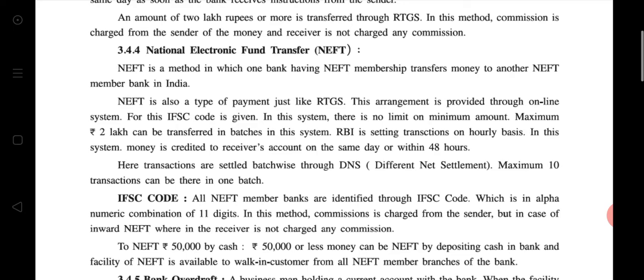In RTGS, the amount is credited or debited at the same time. But in NEFT, it is credited to receivers within 48 hours or at the same time. In RTGS, 2 lakh or more can be transferred, and in NEFT, a maximum of 2 lakh can be transferred. So these are the differences between RTGS and NEFT. Clear? Good. So now you have time for reading.